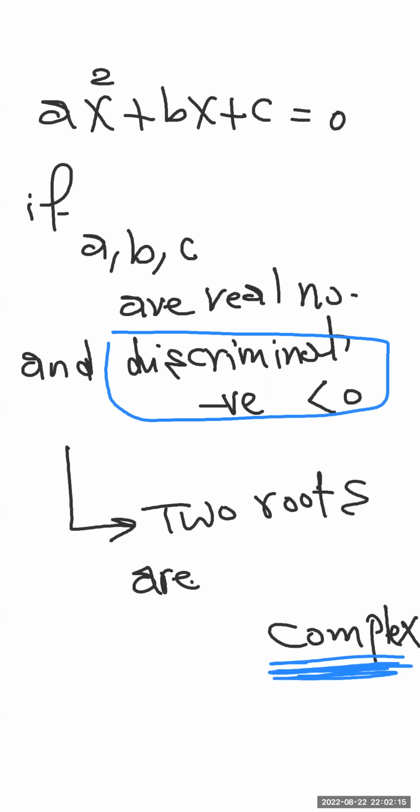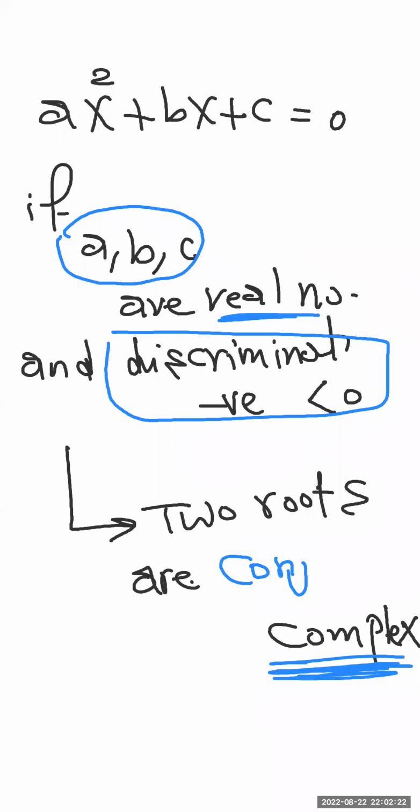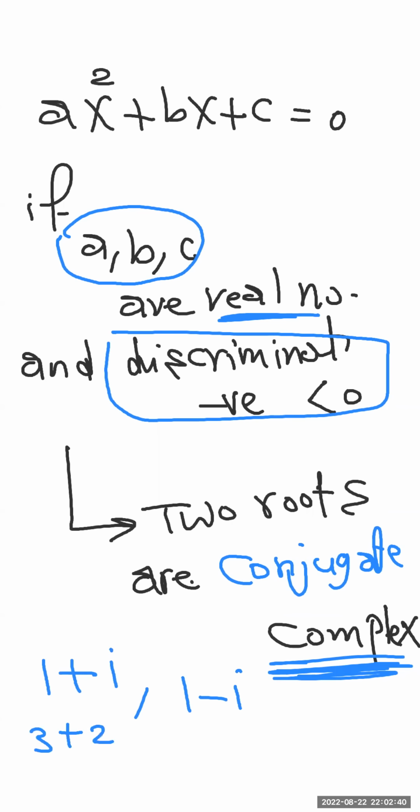But if the coefficients also are real numbers, this means the two roots are conjugate complex numbers. Conjugate means like 1 plus i, and the other one will be 1 minus i, or 3 plus 2i, and the other one will be 3 minus 2i. As we explained before, for the conjugate of a complex number, we only change the sign of the imaginary part.